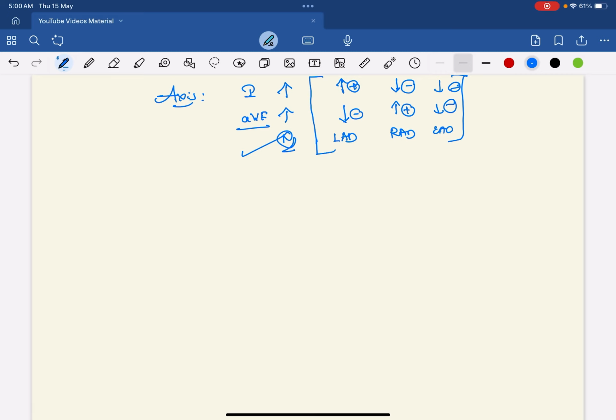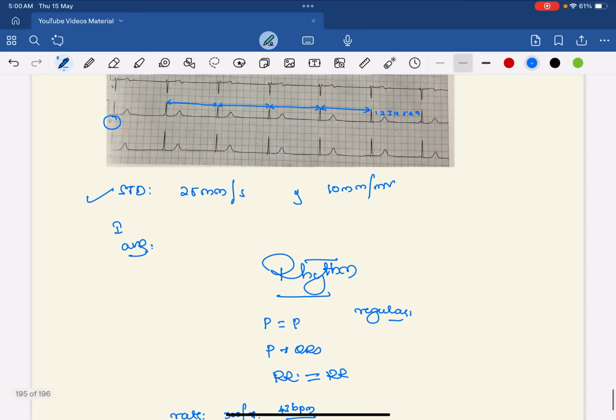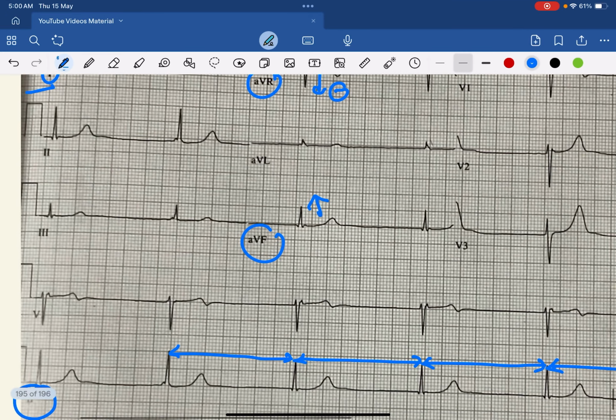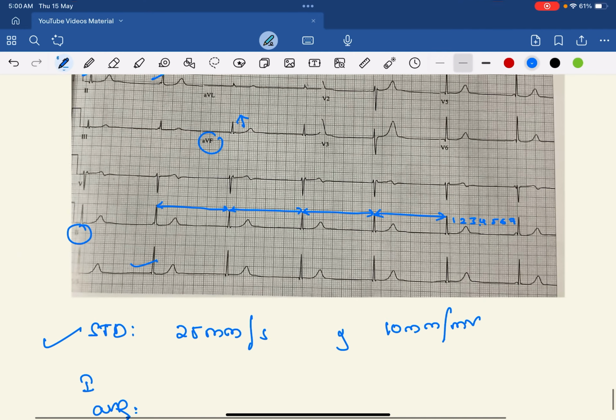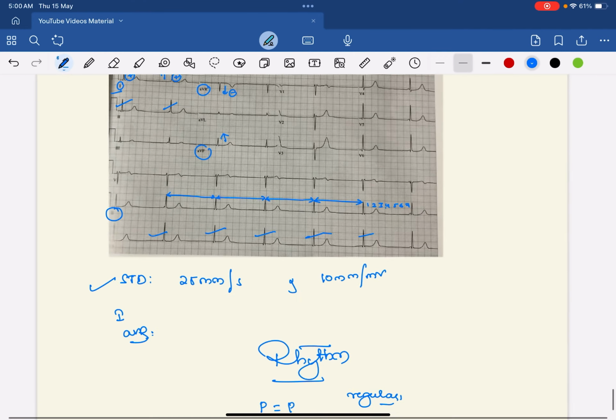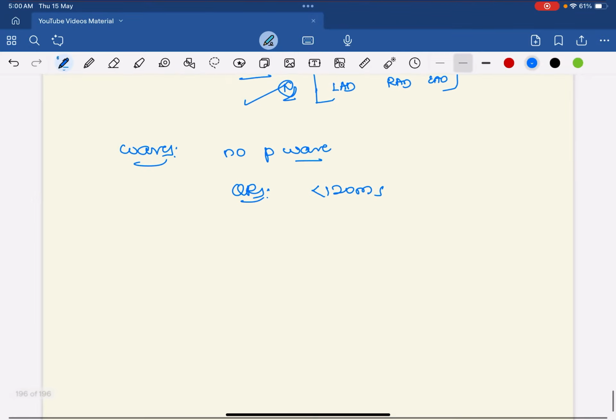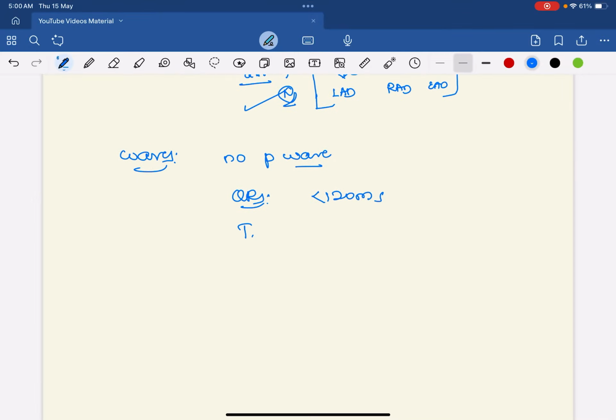So let's look at the waves now. There is no P wave; P wave is absent. And look at the QRS. QRS looks normal, with normal duration, well within 120 milliseconds. Look at this, QRS is normal. It is not wide, it is not notched. Every QRS is normal, narrow. Then the T wave is normal. There is no U wave.